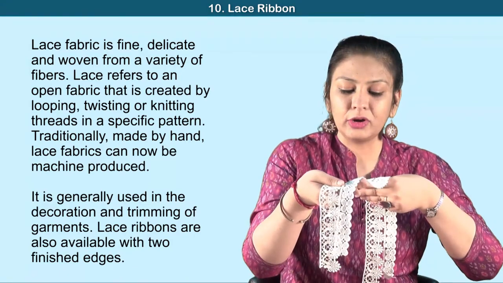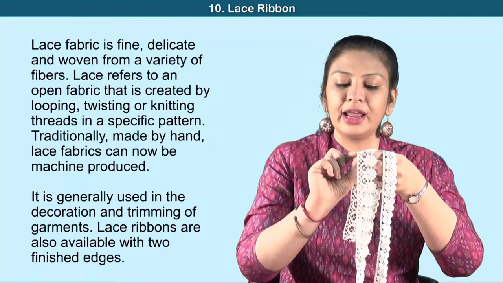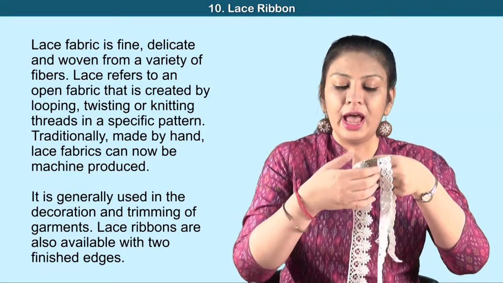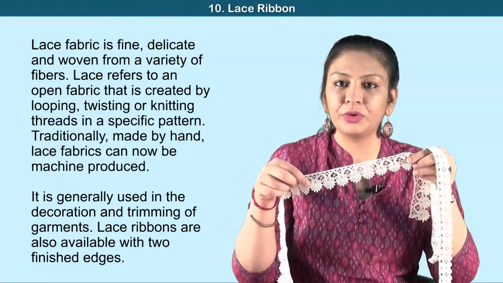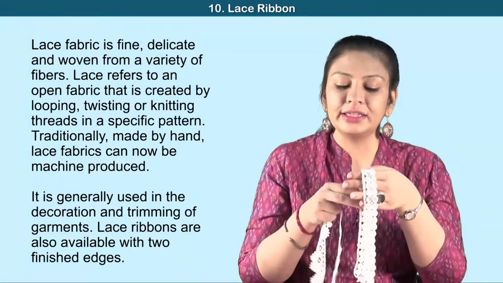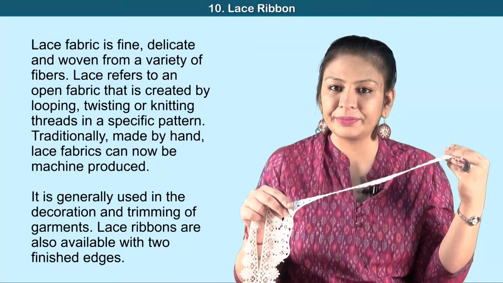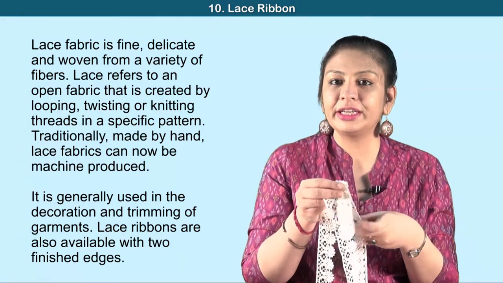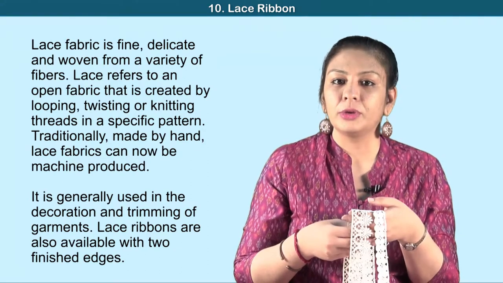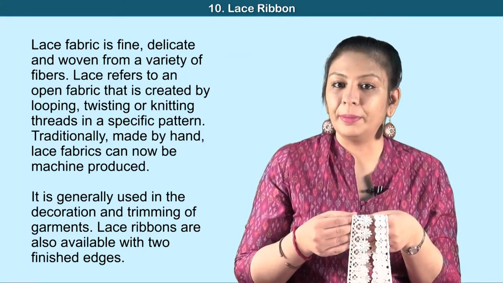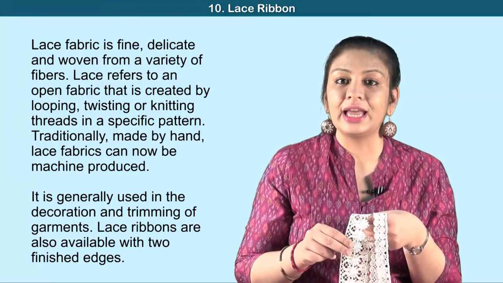Lace ribbons are also available with two finished edges. The ribbons that I have here have only single finished edge, and on the other side, they do have an open lace work or open cut work. However, lace trims that are finished on both sides are also available in the market. There are many different types of laces that are available, including guipure, needle, bobbin, rochelle, cutwork, crochet, knitted and tatted lace.